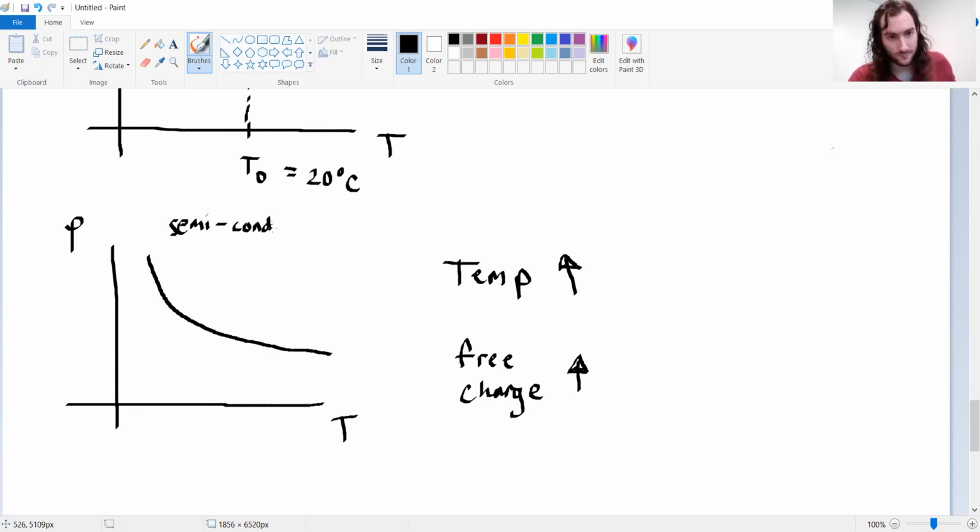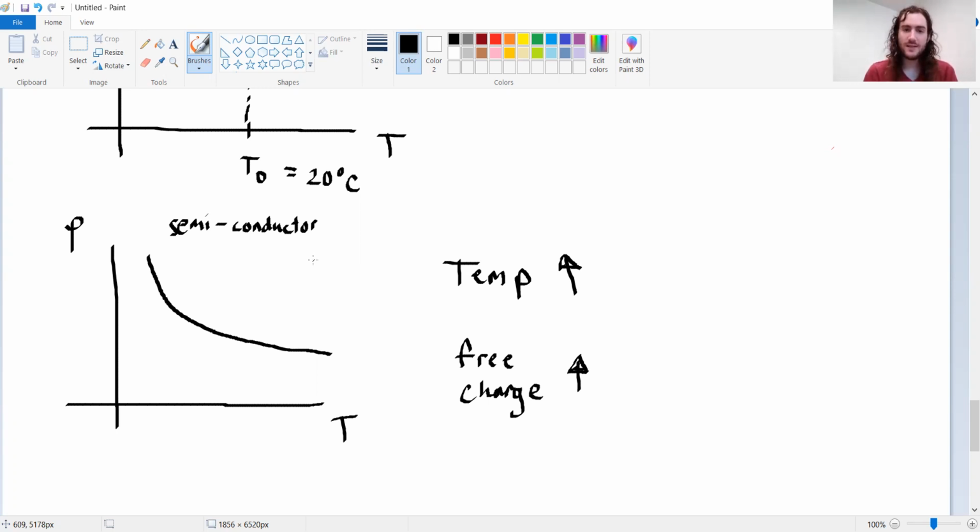Now the question becomes, I think it's an obvious question: well, hold on, there's got to be a limit to this, right? We can't just keep increasing the temperature to infinity and a semiconductor just becomes better and better, right? That seems like an impossibility, and it is.